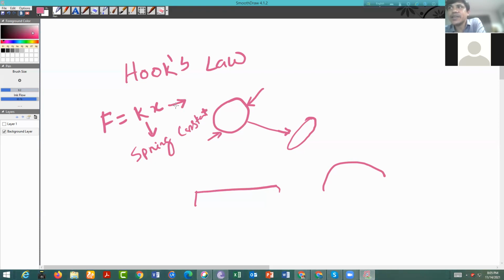So extension or increase of length is measured in what? Meter. Okay. Length is measured in meters.